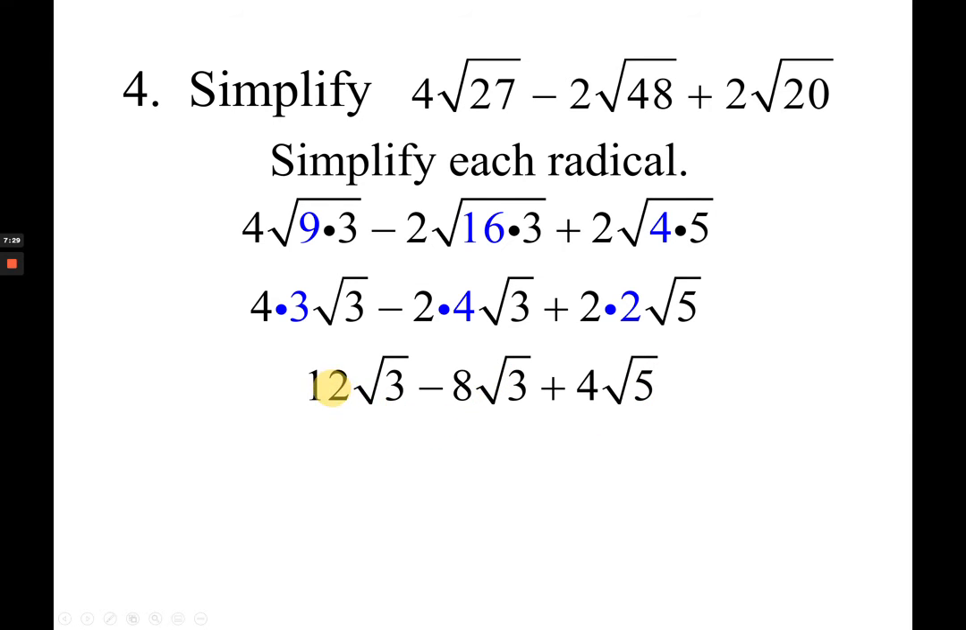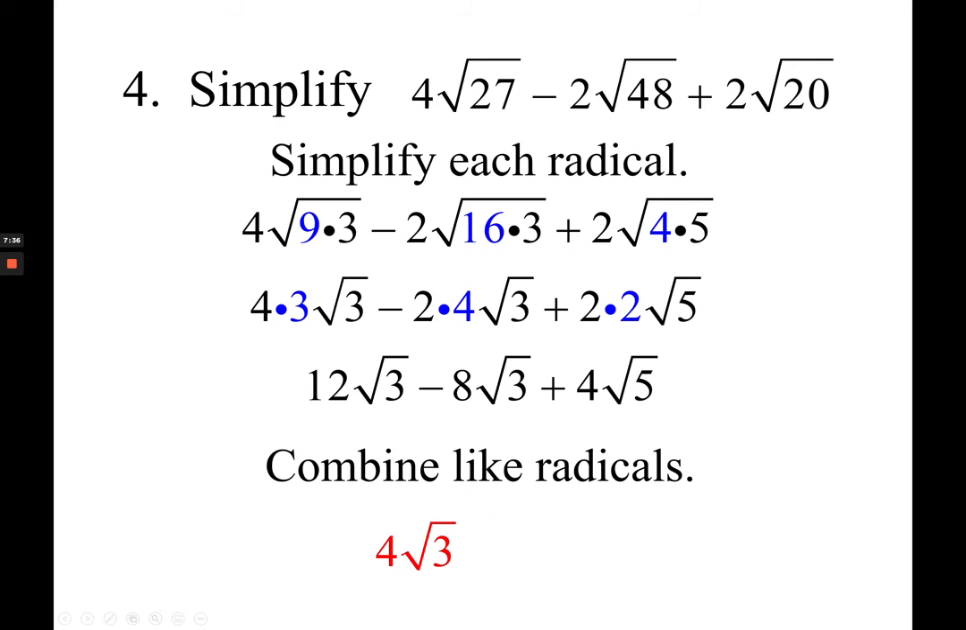So you just perform the operation. 12 minus 8 is 4. So you have 4 square root of 3. The other one, you just copy it down. And that is your answer for your number 4 example: 4 square root of 3 plus 4 square root of 5.